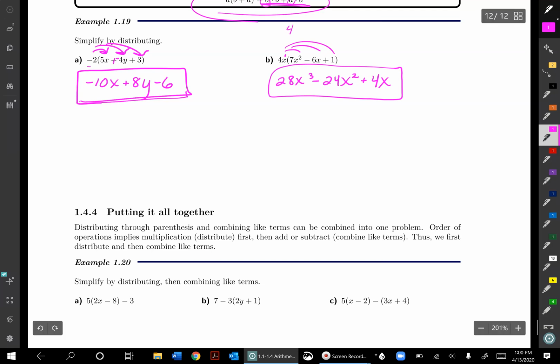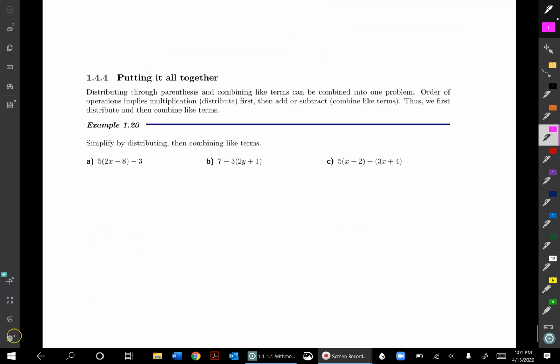So it would be 4 times 7 times x times x times x. I'll go over that in the exponents and scientific notation portion of the course. So we would have 28x cubed minus 24x squared plus 4x. So again, don't worry too much on that one if you haven't seen it before. So now we're down to our last few problems of chapter 1.